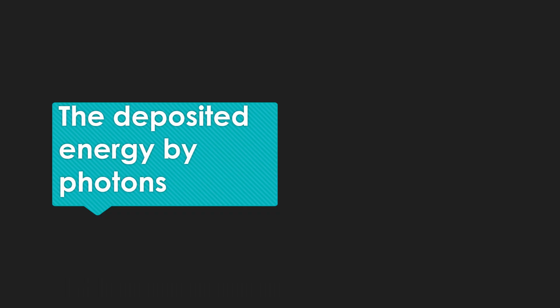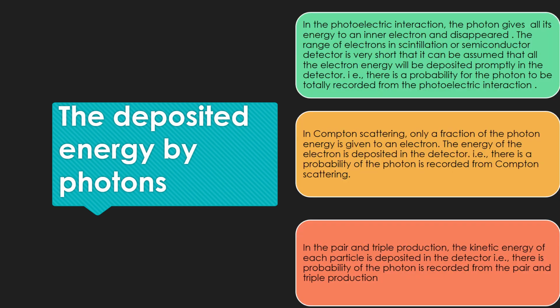So here I will have a summary about the deposited energy by photons. In the photoelectric interaction, the photon gives all the energy to an inner electron and disappears. In the Compton scattering, only a fraction of the photon energy is given to an electron, and in the pair and triplet production, the kinetic energy of each particle is deposited in the detectors. So we will have the pair production or triplet production as we talked about right now.